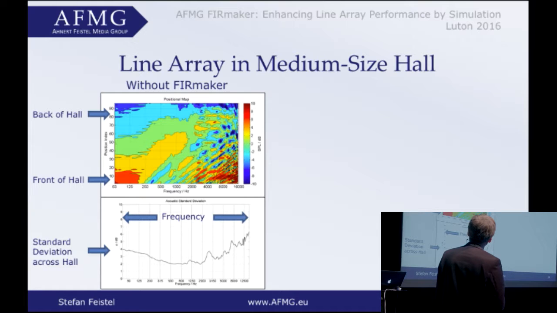And on this axis, we move away from the array. This is the front row, and this is the back row. So the frequency response, color-coded, if you like. This is the scale for the color, meaning blue is kind of minus 6, minus 8 off from the average of 0 dB. 0 dB is green, and red is kind of 8 dB off from the average in the other direction. So, frequency response across the hall.